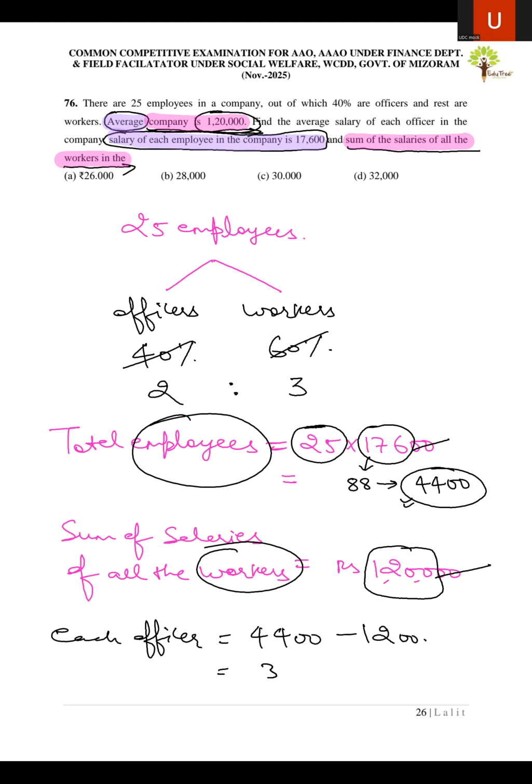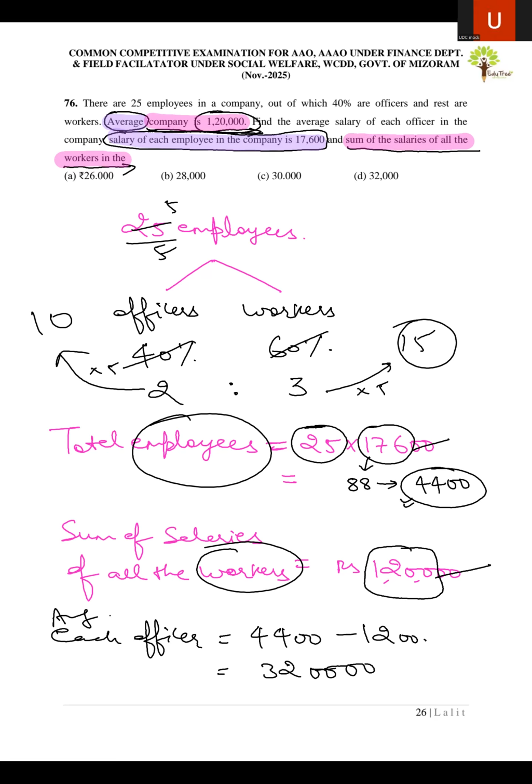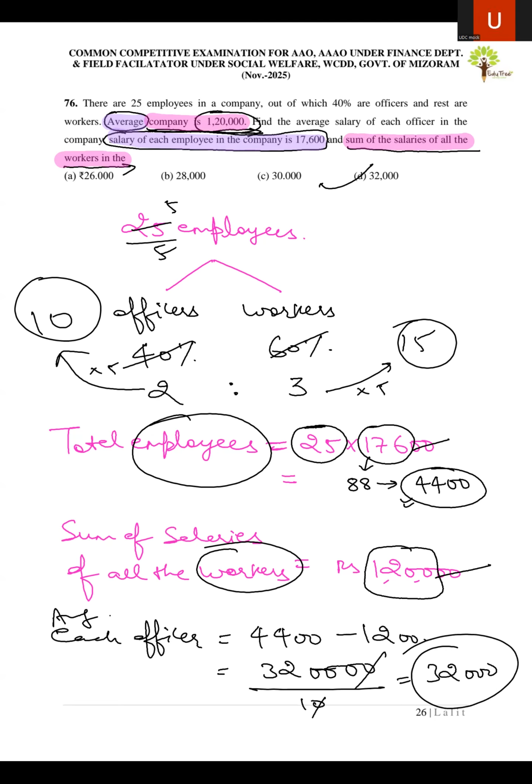3,200. Now remember this, we subtracted two zeros. Now add those two zeros back. And they're asking about the average salary of each officer. So how many officers are there? Just find these officers. This is 5, 5, 5, 25, 5, 2. 10 officers and 15 workers. All right. So divide by 10. How much do you get? 30,000. Very simple. D will be the answer for this. The only thing is you just have to understand what they are saying.